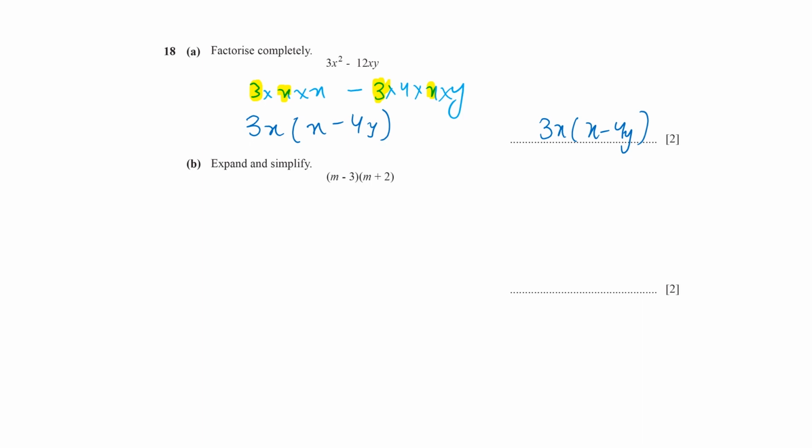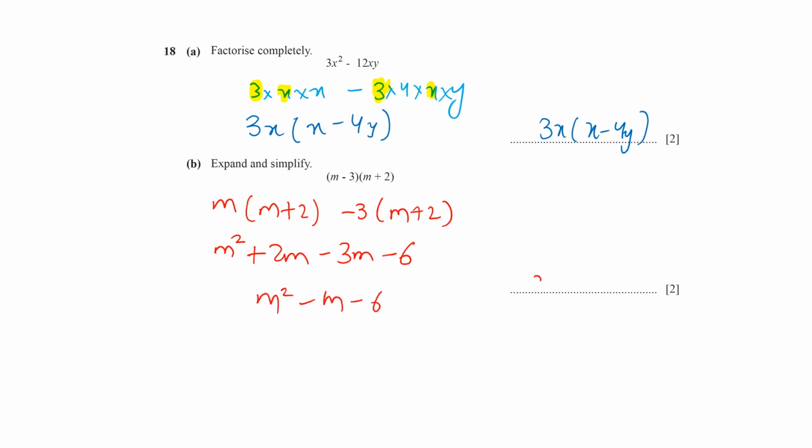Okay, now next one. We have to expand and simplify m minus 3 multiplied by m plus 2. Now in order to expand the brackets, m will be getting multiplied with m plus 2, minus 3 will be getting multiplied with m plus 2. So m into m will be m squared, m into 2 will be 2m, minus 3 times m is going to give me minus 3m, minus 3 times positive 2 is going to give me negative 6. So 2m minus 3m will be minus m, so m squared minus m minus 6.